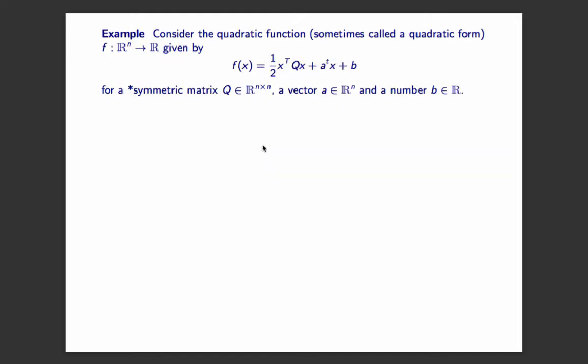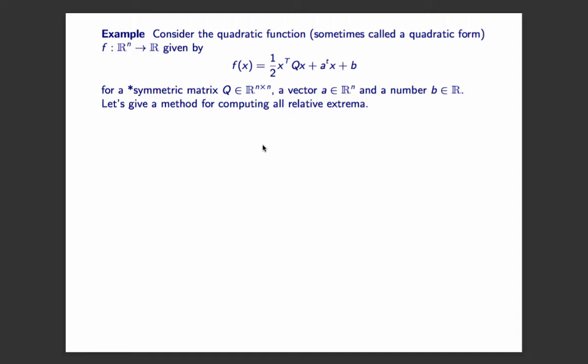Let's take a look at an example. Let's consider the quadratic function, sometimes also called a quadratic form, where f of x is half of x transpose Qx plus a transpose x plus b. Q is a square symmetric matrix, a is a vector in R n, and b is a number.